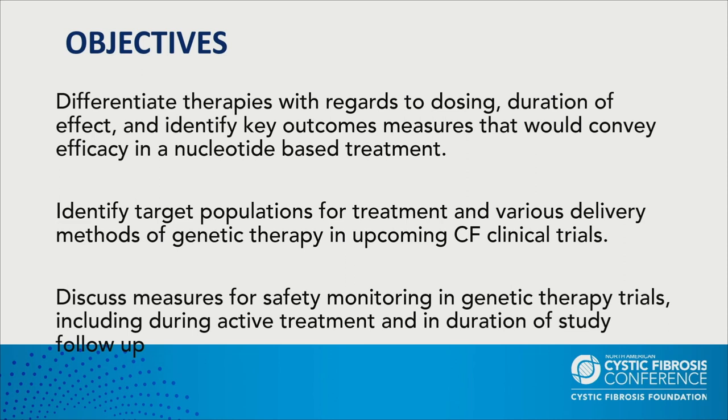And what we hope to accomplish in this is to generate robust discussion. We want to differentiate therapies with regards to dosing, duration of effect, and identify key outcome measures that would convince of efficacy even in these early phase trials in nucleotide-based treatment. How do we identify target populations for treatment with genetic therapies, and what are the various delivery methods and how effective are they from genetic therapy trials? And then discuss also measures for safety monitoring in these first-in-human trials, first in CF and first in human, during active treatment and then during long durations of follow-up. So with that, we'll get started.